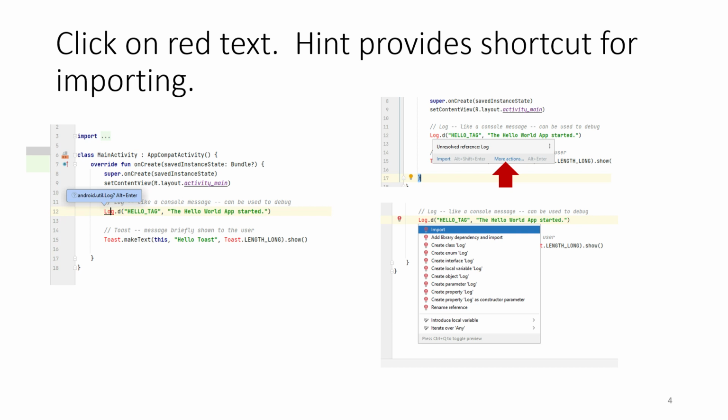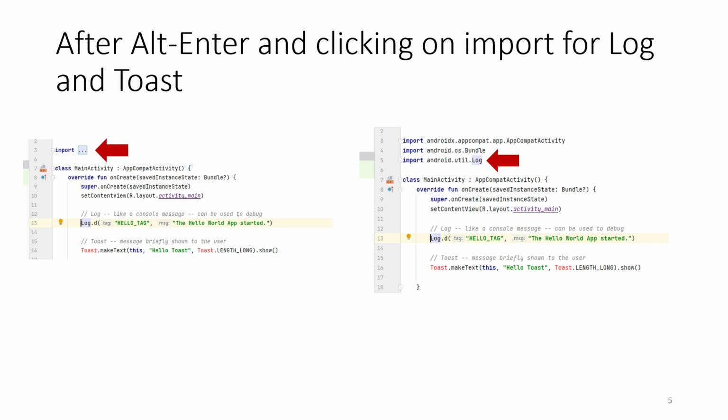So if we just add the import, in the very first one, if we just hit Alt and Enter, it will do the importing for us. So that's what we will do. Hitting Alt+Enter, it figured out that it was android.util.Log that we needed, and that red went away, but I still have to do the same for Toast.